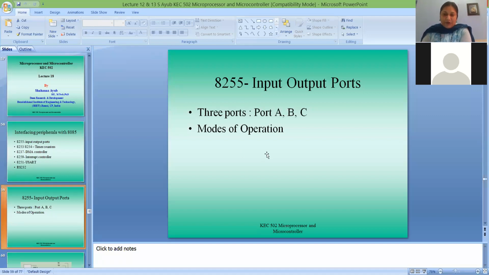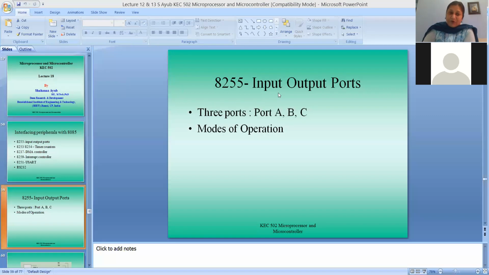So you have 3 ports: port A, port B, and port C. Each port is a combination of 8 bits. Port A has 8 bits, port B has 8 bits, and port C has 8 bits. So 24 bits are there for input output purposes. But the problem is that you cannot assign a single bit as input or output. Either the whole port can be input or the whole port can be output.